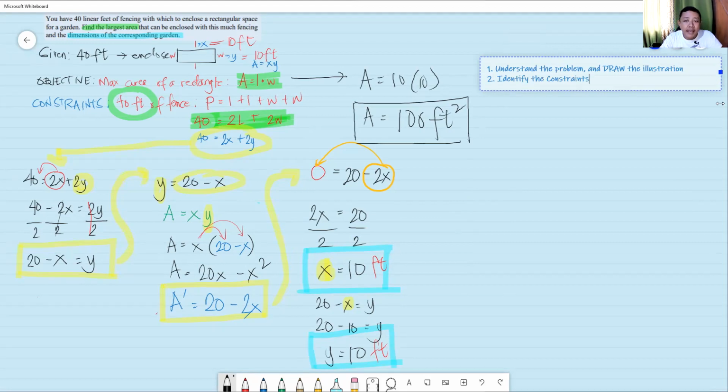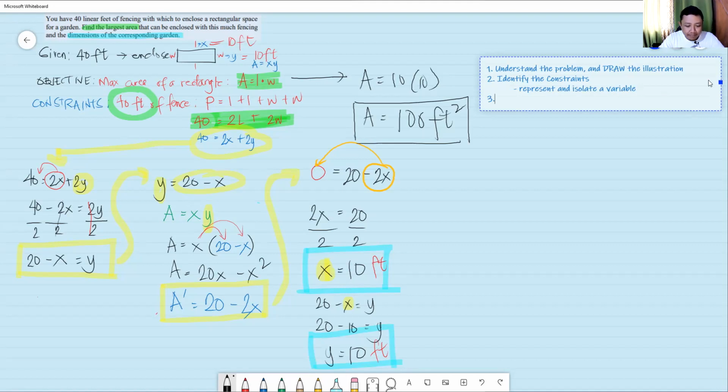Okay? And then, from the constraints, represent and isolate a variable. Yan, let's keep it simple, huh? That's the first step. Second step, after getting the constraints, represent and isolate the variable.